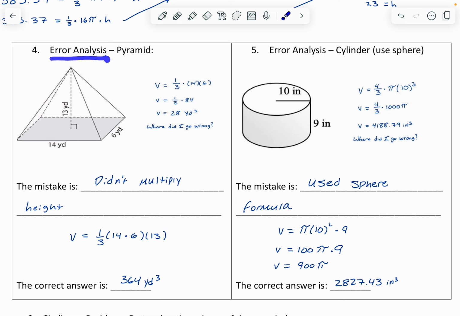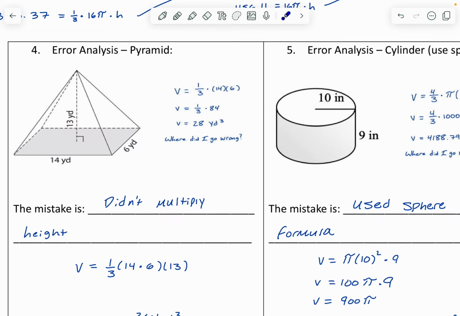Error analysis. It's very important that we know how to do these problems. You're going to see them on the quiz. Let's take a look at this work.